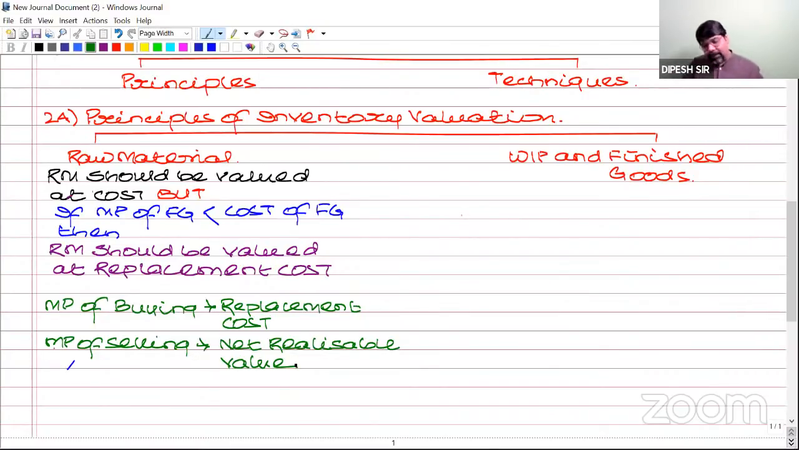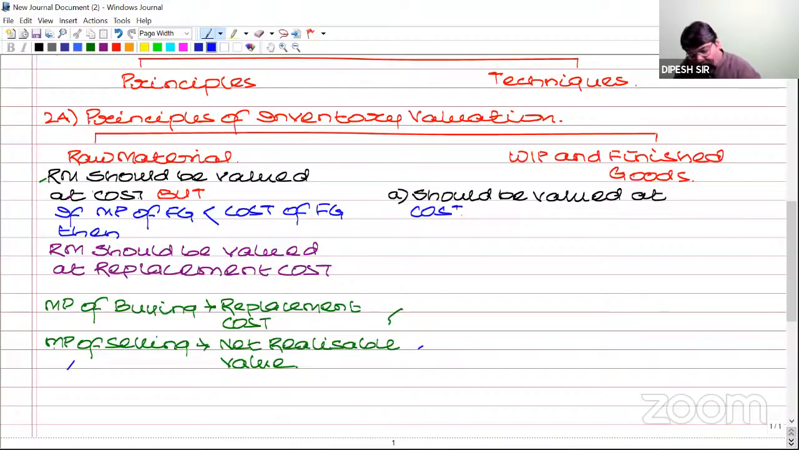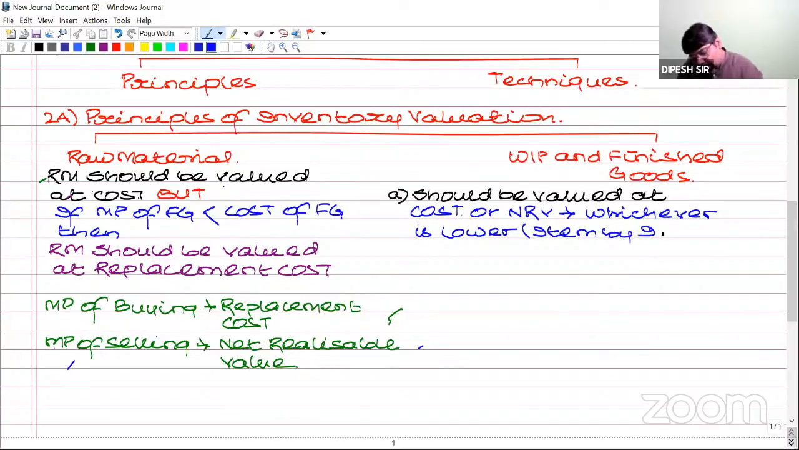Now, work in progress and finished goods should be valued at cost or NRV, whichever is lower. Correct? Item by item basis.